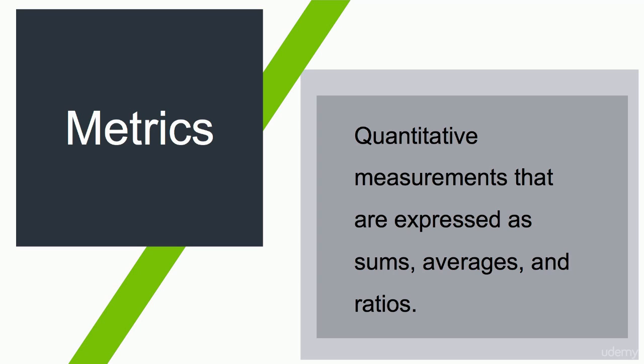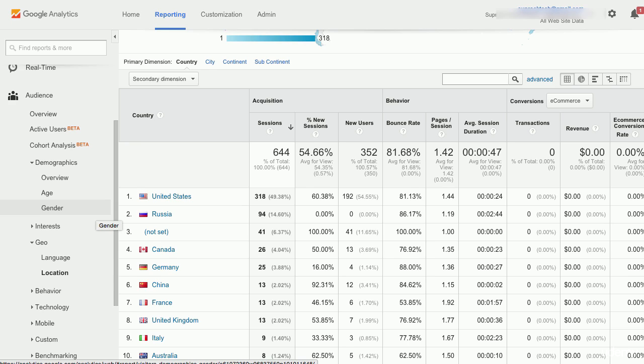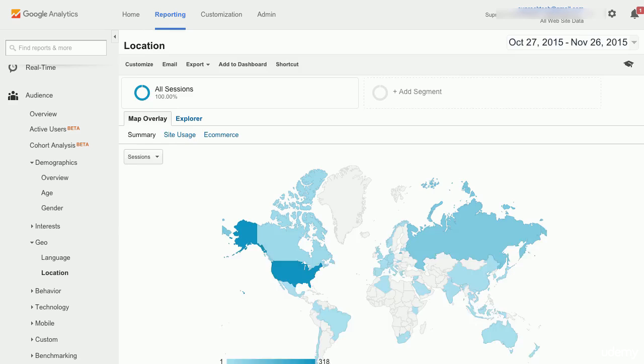Metrics are quantitative measurements. They're sums, averages, and ratios. They are numbers that describe behavior. And dimensions are qualitative properties. They are characteristics of your users and their sessions. They're things like location and the browser that the user used. These characteristics can't be added up or expressed as numbers. Thus, they are the qualitative characteristics. Got it? The table views in most Google Analytics reports organize dimension values into rows, and metrics get organized into columns. Let's look at an example.